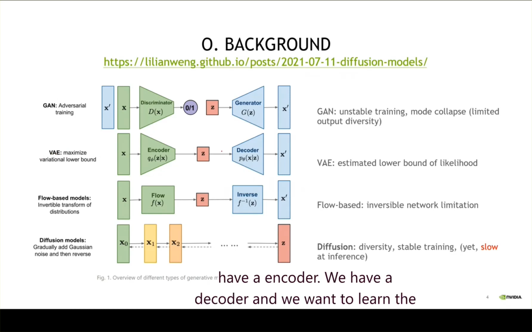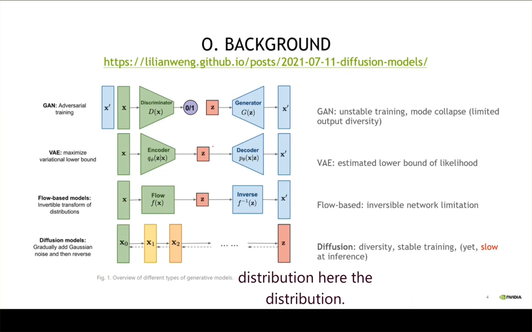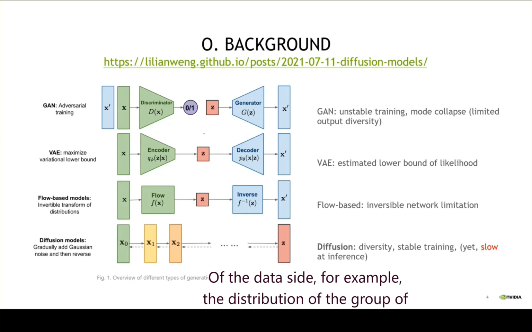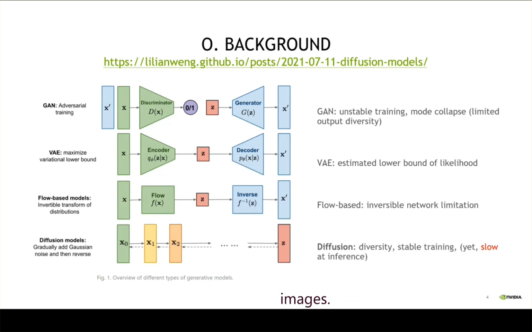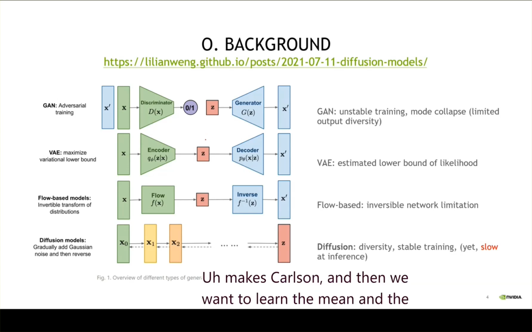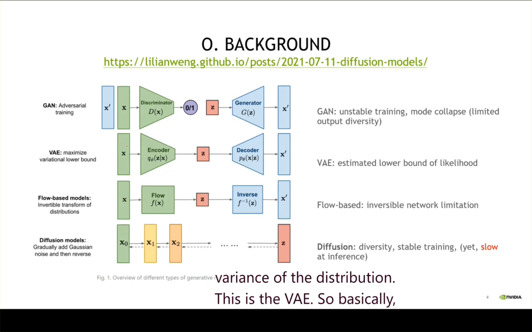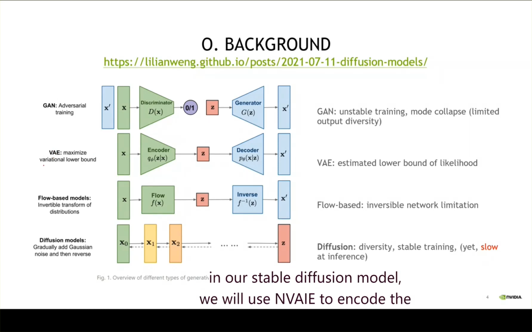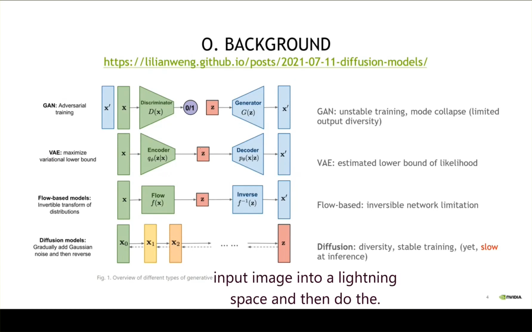So we have an encoder, we have a decoder, and we want to learn the distribution here. The distribution of the data set, for example, the distribution of a group of images. As a distribution, we can use a Gaussian, or mixed Gaussian, and then we want to learn the mean and the variance of the distribution. This is the VAE.